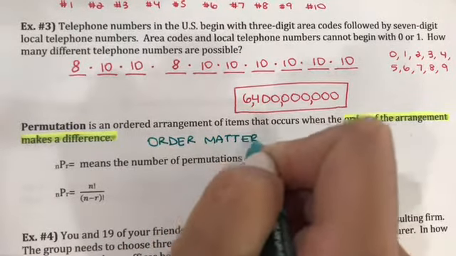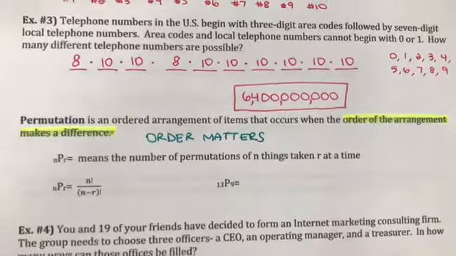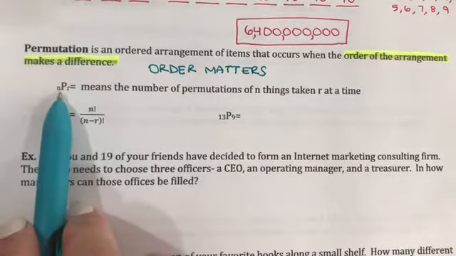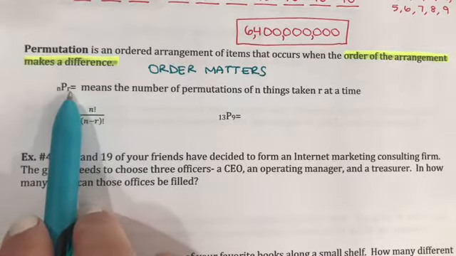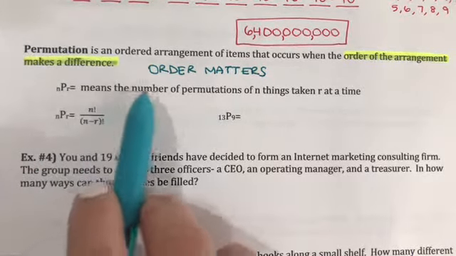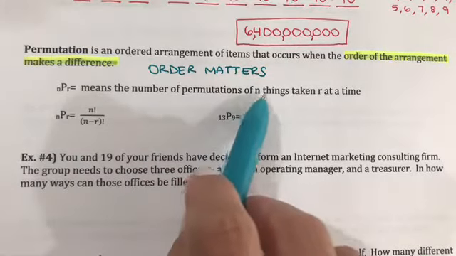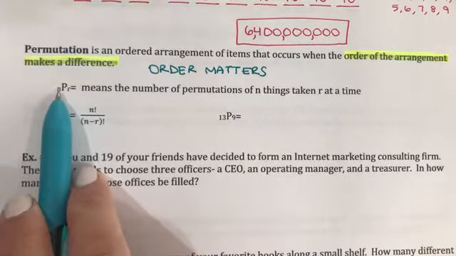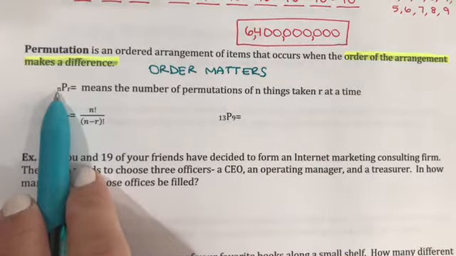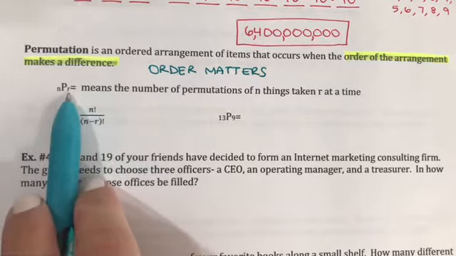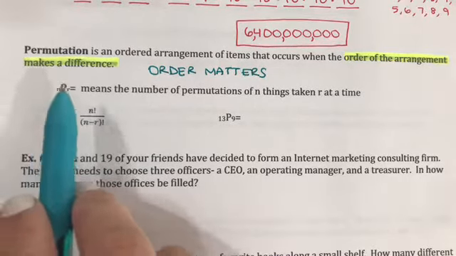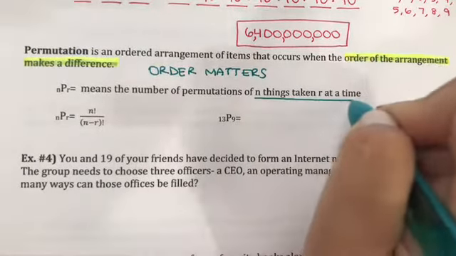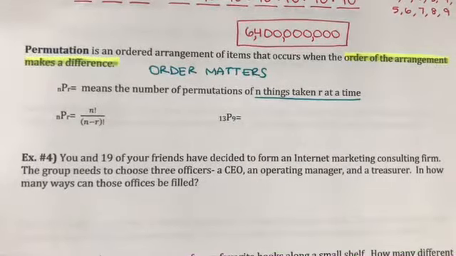And we'll see a couple examples of why order might matter in a minute. So the notation that we use is N, capital P, little r. It means the number of permutations of N things taken R at a time. So we have N things that we're choosing from, and R is the number that we're taking at a single time. So right here, N things taken R at a time.